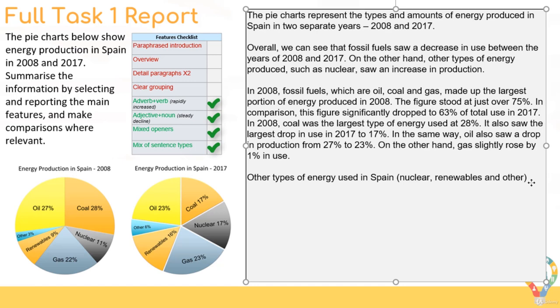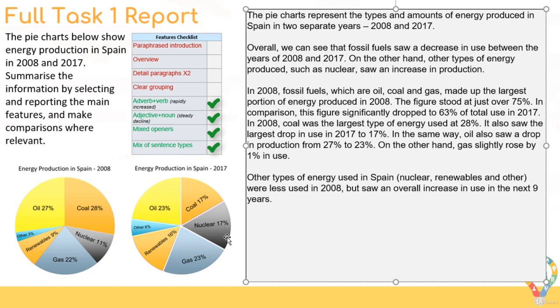Okay, so other types of energy used in Spain, nuclear, renewables, and other were less used in 2008, but saw an overall increase in use in the next, how many years? Between 2009, nine years. Okay, so that's a kind of overall statement to start off detail paragraph 2.